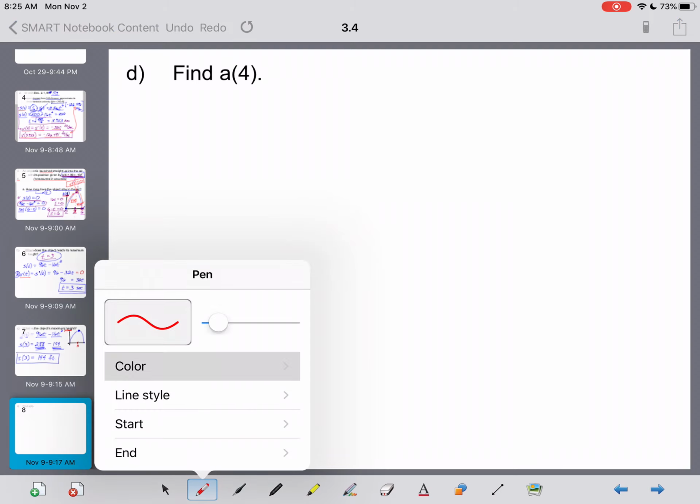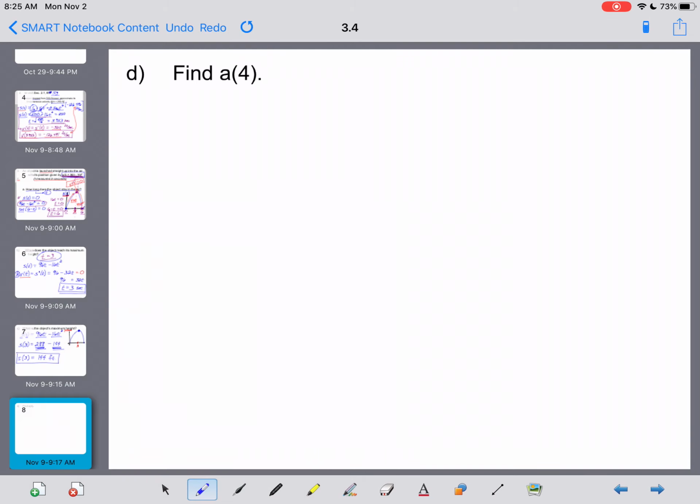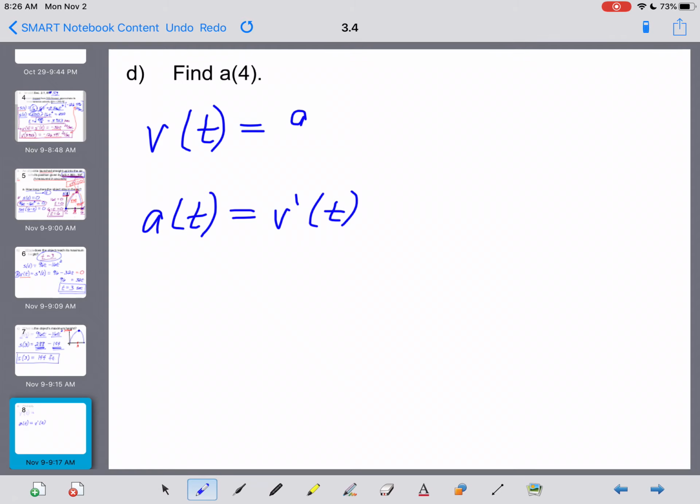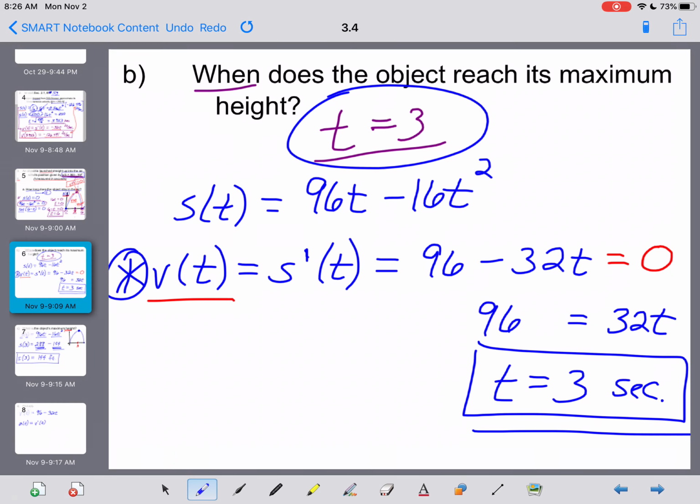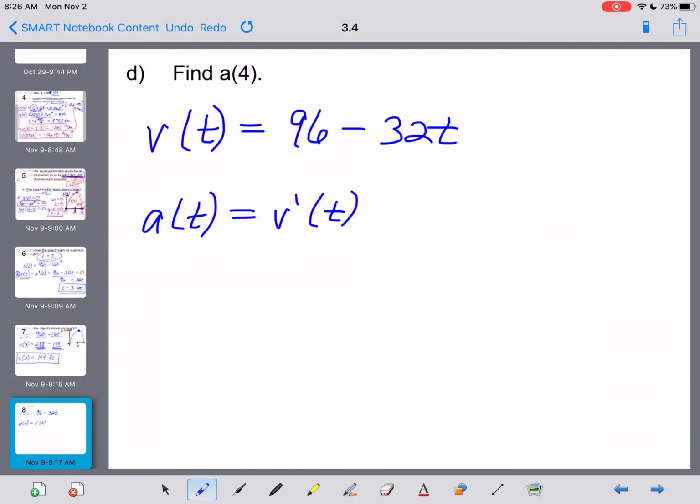Oh, here's a fun one. Find a of 4. It's a very direct question. Well, you can't find a of 4 until you first find a of t. And to do that, we need to know that, I'm going to skip a line here on purpose. We wrote this down earlier, guys, that a of t is defined simply as the derivative of your velocity function. So I can't find a of t unless I knew what v of t was, which was the derivative of position. And we wrote that one down, I believe, to be 96 minus 32t. I'm going to go back a couple of slides and check that. Yeah, right here, guys. v of t was 96 minus 32t. So I've got that right.